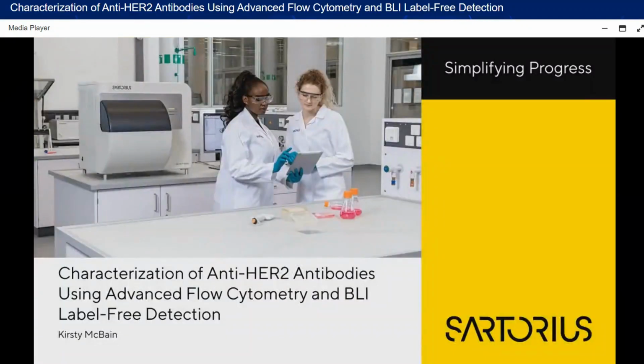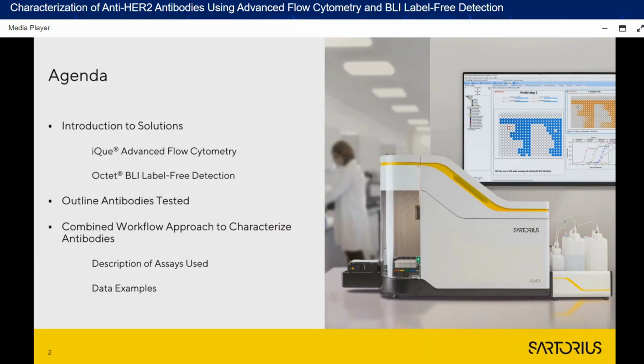Today I'll be presenting this webinar focused on the characterization of antibodies, entitled Characterization of Anti-HER2 Antibodies Using Advanced Flow Cytometry and BLI Label-Free Detection. First on the agenda is an introduction to the instruments that were used to generate the data in this webinar, which were the iQue Advanced Flow Cytometry platform and the Octet BLI Label-Free Detection system. I'll then outline the antibodies that were used to exemplify this combined workflow approach to antibody characterization, and then I will go into a description of the assays that were used, along with some specific data examples.